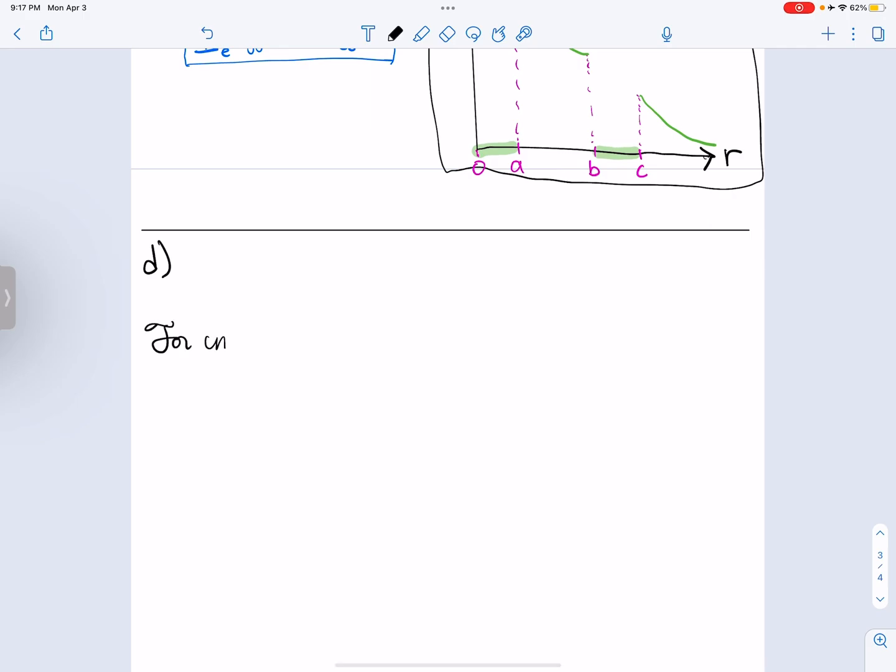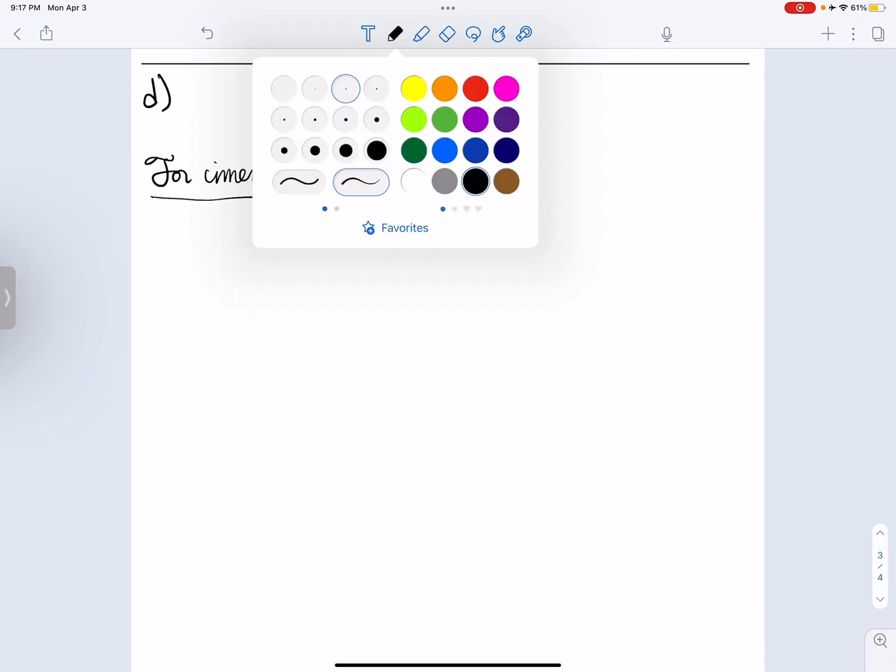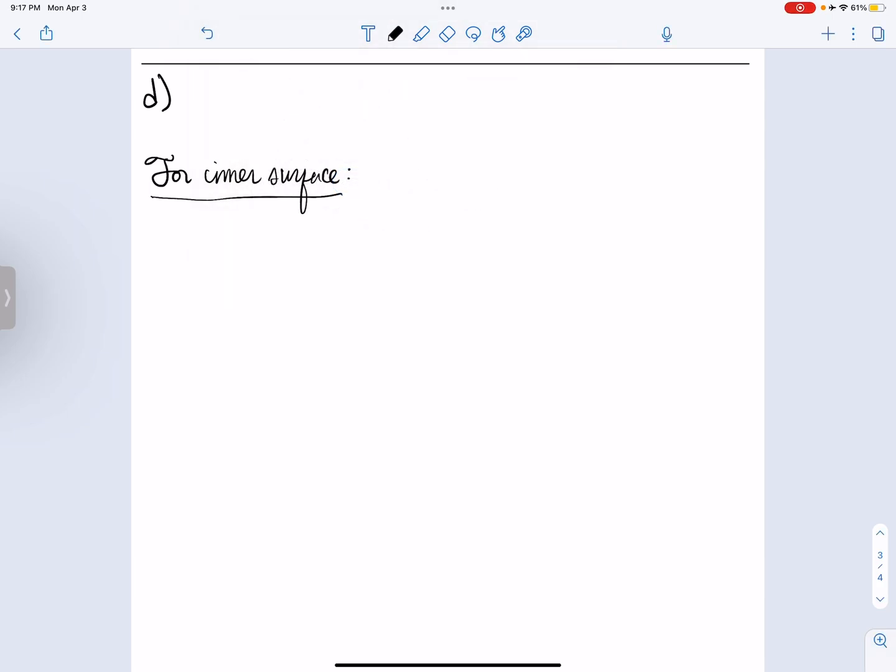So for the inner surface, I'm going to do a cross-sectional view of our cables. So I have a certain inner cable right there, and I have an outer cable.